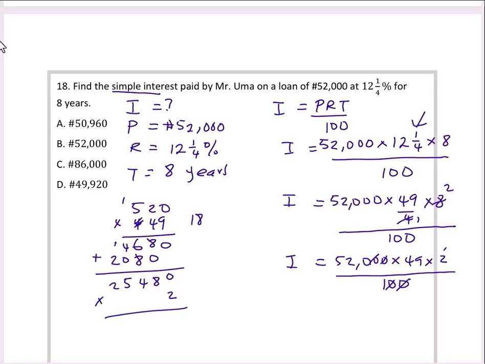That's the last one here. So 2 times 0 is 0. 2 times 8 is 16. You carry 1. 2 times 4 is 8 plus 1, 9. 2 times 5 is 10. 0 you carry 1. 2 times 2 is 4 plus 1 is 5. So we have 50,960. So interest is equal to 50,000, add the naira sign, 960. 50,960, that's option A. Okay, A is correct. Let's go to the next question.